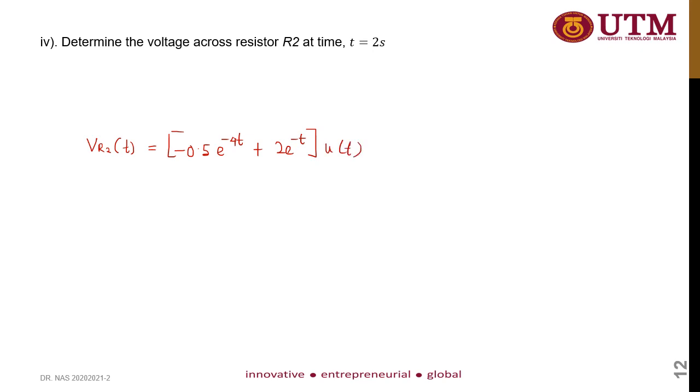But now the question asks you to calculate the voltage across resistor 2 at t equal to 2 seconds. So you just need to replace t equal to 2 in your equation. So negative 0.5 e^(-4·2) plus 2e^(-2). So therefore VR2 equal to 0.27 volt.